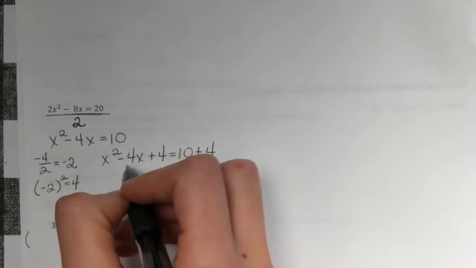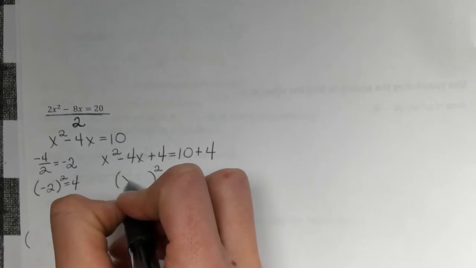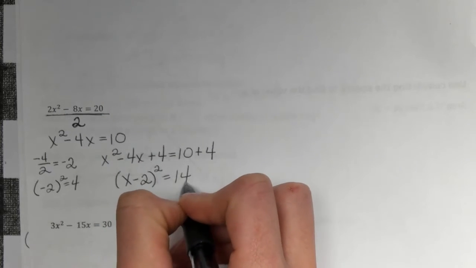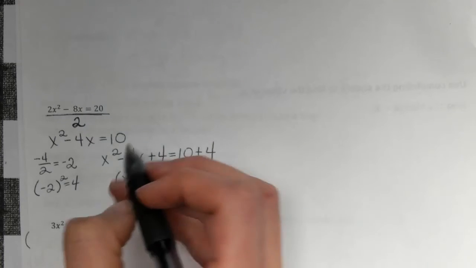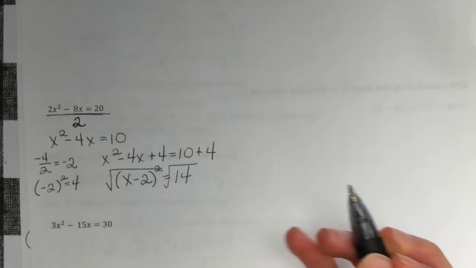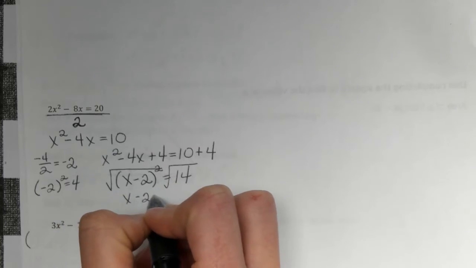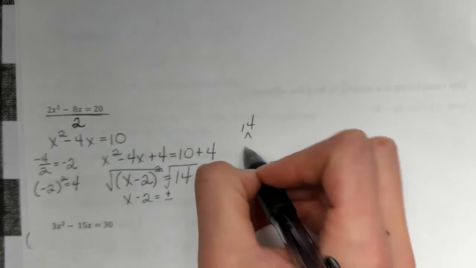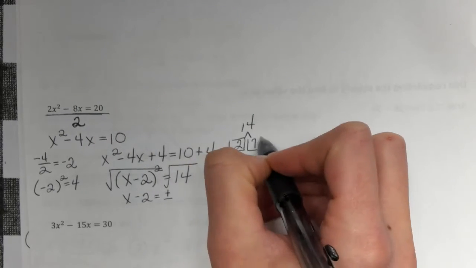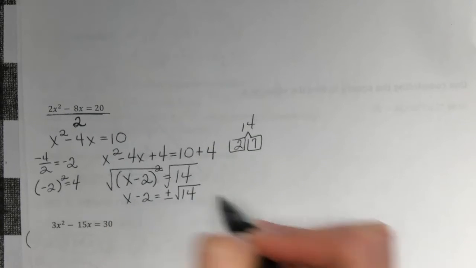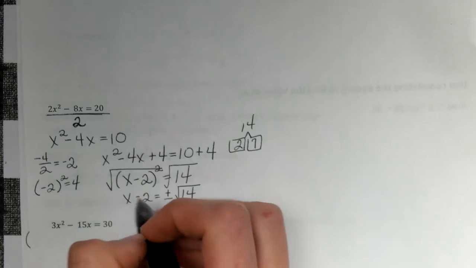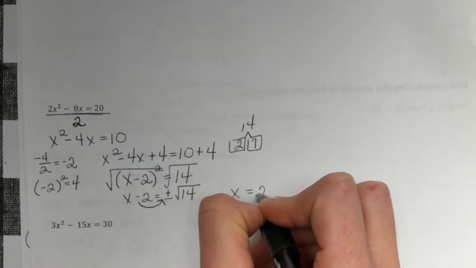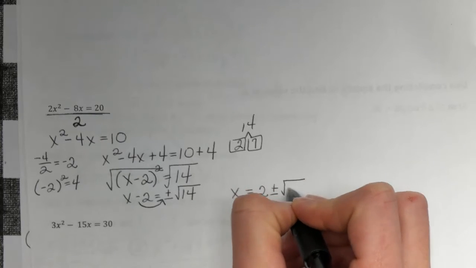I've got the perfect square trinomial on the left, so I'm going to get it into factored form, which is x minus 2 squared equals 14. Then we take the square root of both sides, and I have x minus 2 equal to plus or minus the square root of 14. If I try the prime factor tree for 14, it just gives me 2 and 7. I cannot pair anything, so it stays the square root of 14. Then we move that negative 2. We add 2, so x equals positive 2 plus or minus the square root of 14.